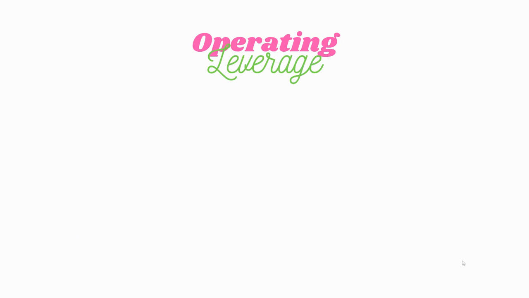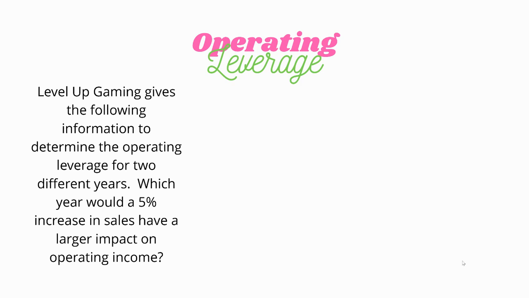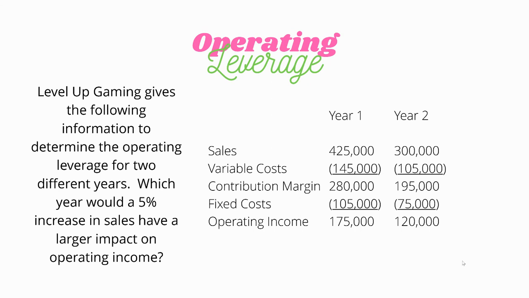Let's take a look at an example. Level Up Gaming gives the following information to determine the operating leverage for 2 different years. Which year would a 5% increase in sales have a larger impact on operating income? Here we have year 1 and year 2.